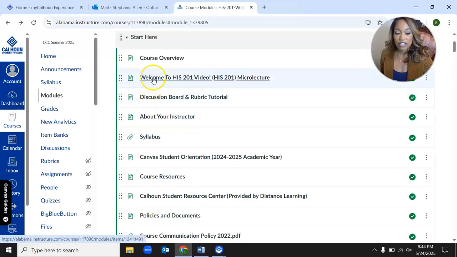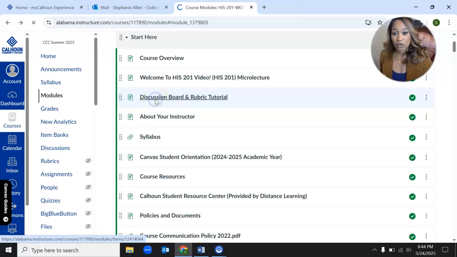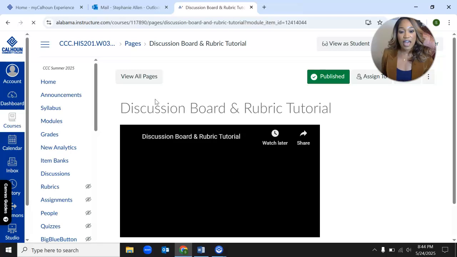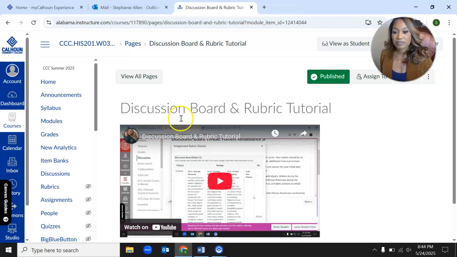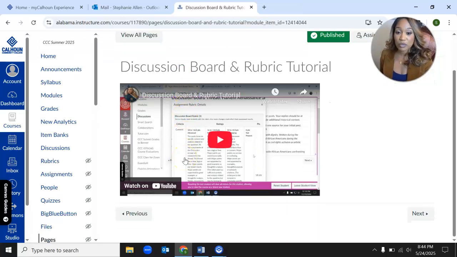You have your micro lecture, that's what you're doing right now. We have a discussion board and rubric tutorial. So for every discussion board, there is a rubric, which is the best way to ensure that you're getting all the points that you could possibly earn. So I recommend reading the rubric before you actually create your assignment.